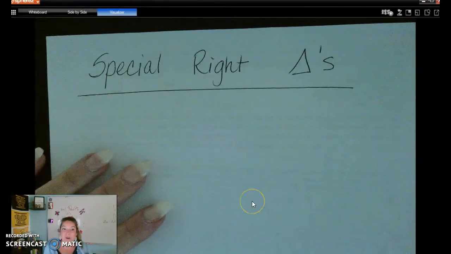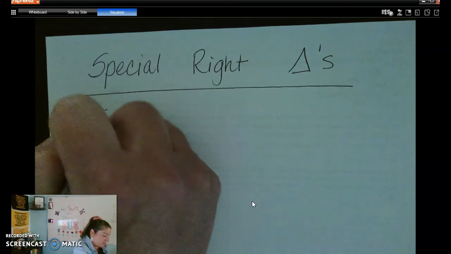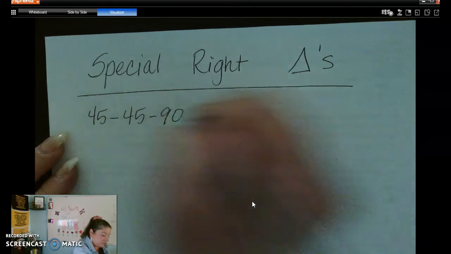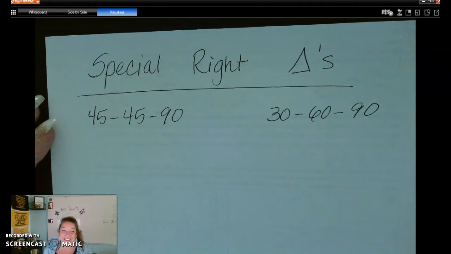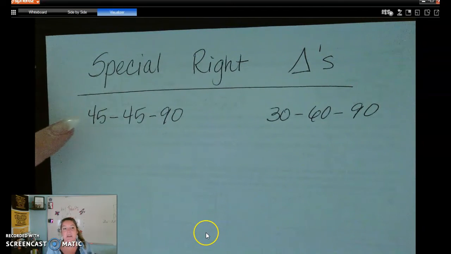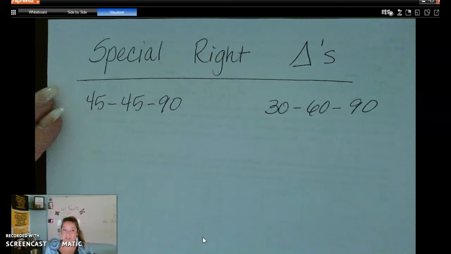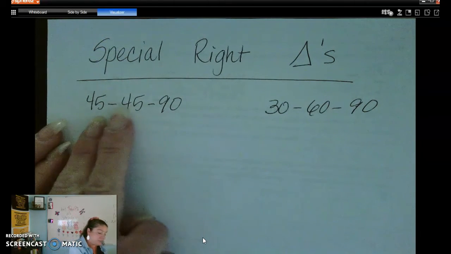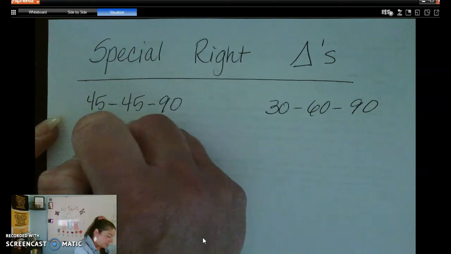Okay? So with special right triangles, there are actually two kinds of special right triangles. There are 45, 45, 90 triangles, and there are 30, 60, 90 triangles. And I'll tell you, when you get into like Algebra 2, Pre-Calculus, and Calc, these triangles show up a lot because they're used in trig. Okay, so that's why we're going to be talking about them. So we need to know how they work and what they look like before we can start talking about trig with them.